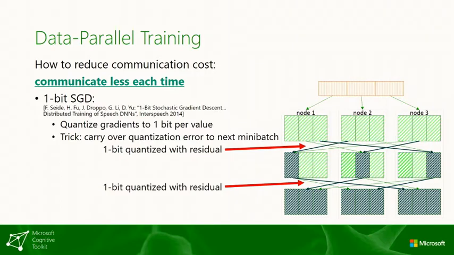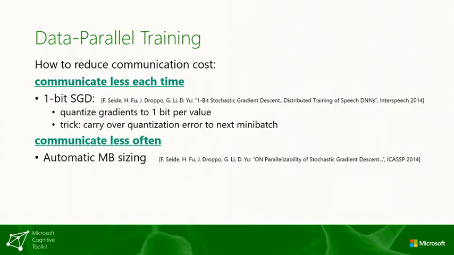Of course, when you do such heavy quantization, you lose accuracy. The trick that we have, from a paper by Frank Seide and a number of MSR researchers, is to carry over the quantization error into the next mini batch. And it turned out this works very well. Essentially, the communication cost is reduced by a factor of 32, and it enables us to train really large speech models in production clusters with very fast speed and high scalability. The next idea is basically to communicate less often.